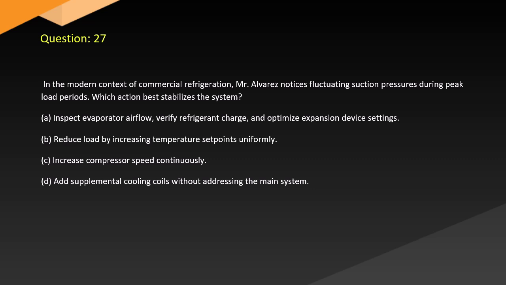Question 27. In a modern context of commercial refrigeration, Mr. Alvarez notices fluctuating suction pressures during peak load periods. Which action best stabilizes the system? A. Inspect evaporator airflow, verify refrigerant charge, and optimize expansion device settings. B. Reduce load by increasing temperature set points uniformly. C. Increase compressor speed continuously. D. Add supplemental cooling coils without addressing the main system.